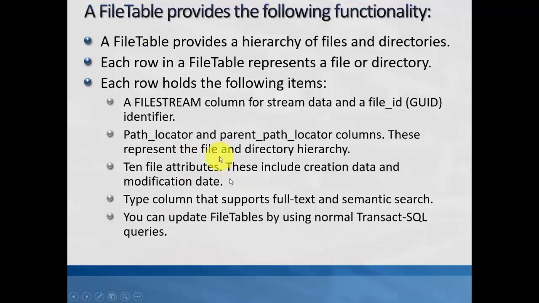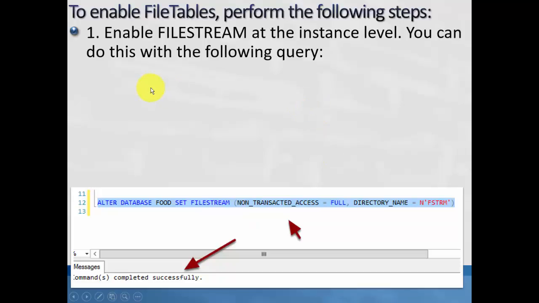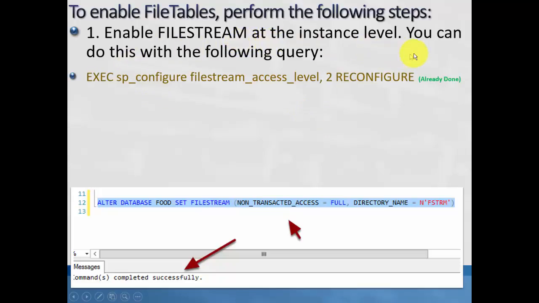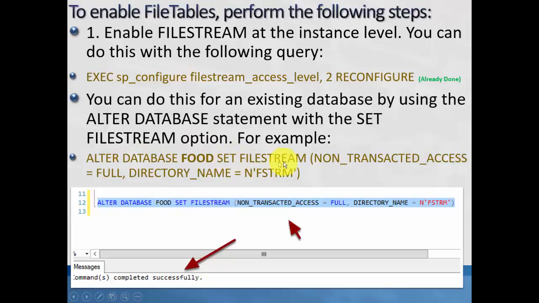So the file table will contain all these features to search, as well as assigning a GUID to the files that you're going to be saving in this SQL server, and creating columns to organize the whole thing. To enable file tables, perform the following steps. Enable FileStream at the instance level. We did that already. Then you can do this for an existing database by using the ALTER DATABASE statement with the SET FILESTREAM option, for example.